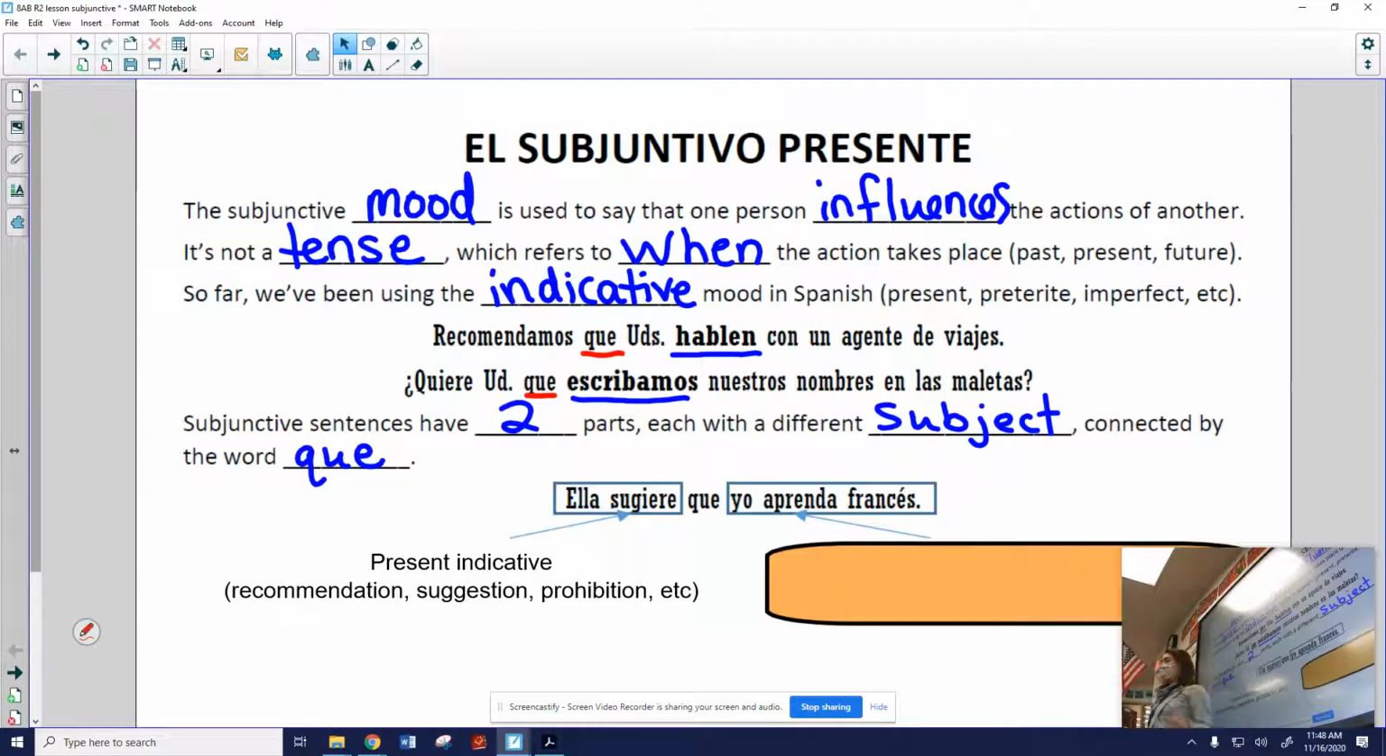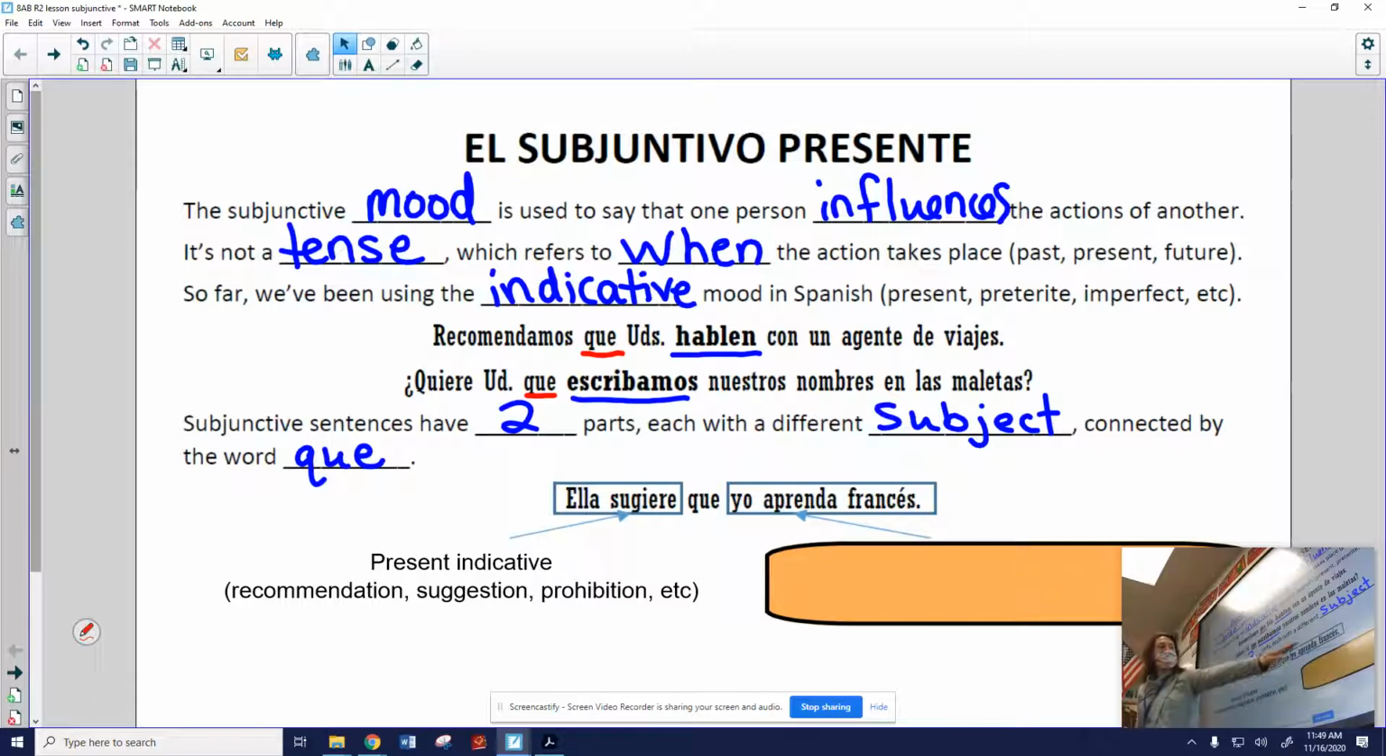Que is a really multi-use word in Spanish because it has so many different meanings and usages. We know that if it has an accent mark, it can be a question word, right? What? Like, what are you doing? ¿Qué haces? It can mean than, if you're making a comparison, like more than, less than. It can also mean that, and in this case, it means that. We recommend that. Do you want that?